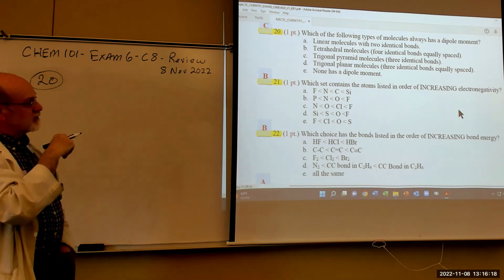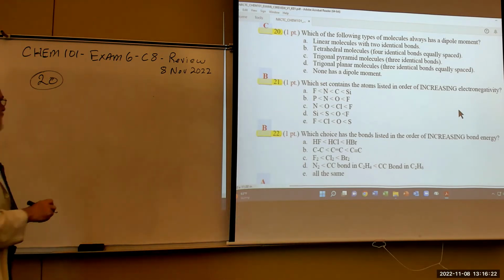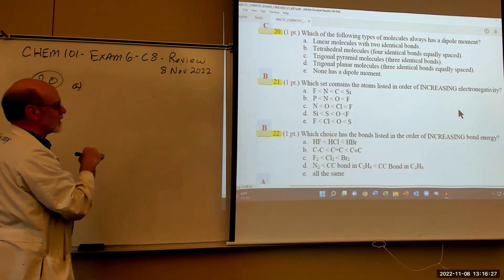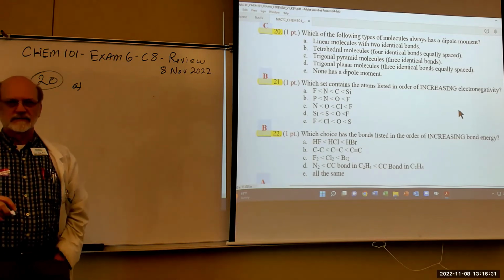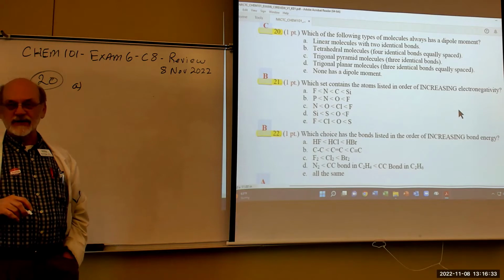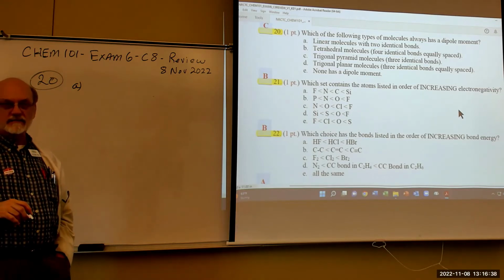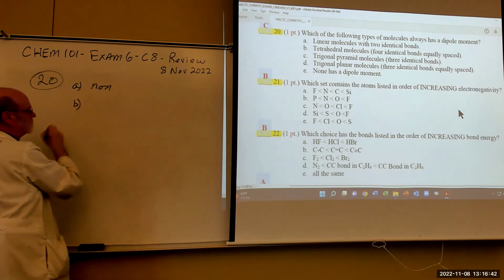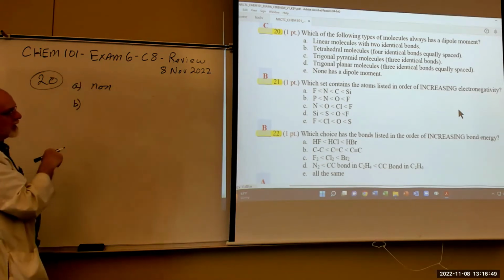Which of the following types of molecules always has a dipole moment? Okay, so we have to look at each one. Linear molecules with 2 identical bonds. If they're linear and have 2 identical bonds, they have to cancel each other out, correct? So this is nonpolar. We're looking for the one that always has a dipole moment, so it can't be that one.